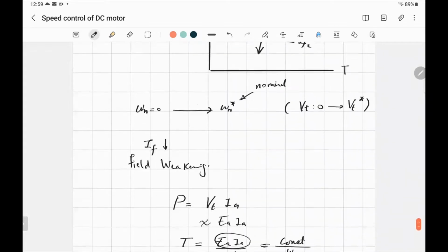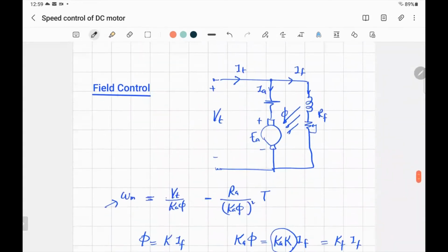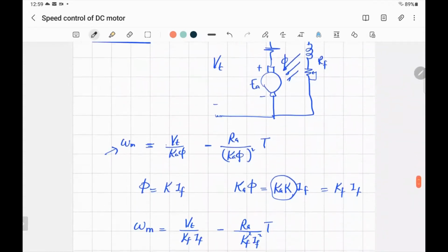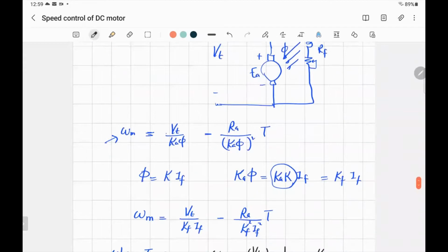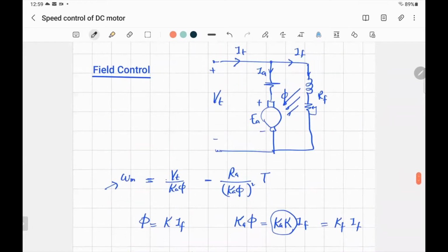So actually, the field weakening that we did is a field control. It's like what we explained here. As you answered the question, when the field current increases, the speed will drop, right? So the opposite, when the field current decreases, the speed will go up. And that's what we call field weakening. This is applied after you reach the nominal speed.